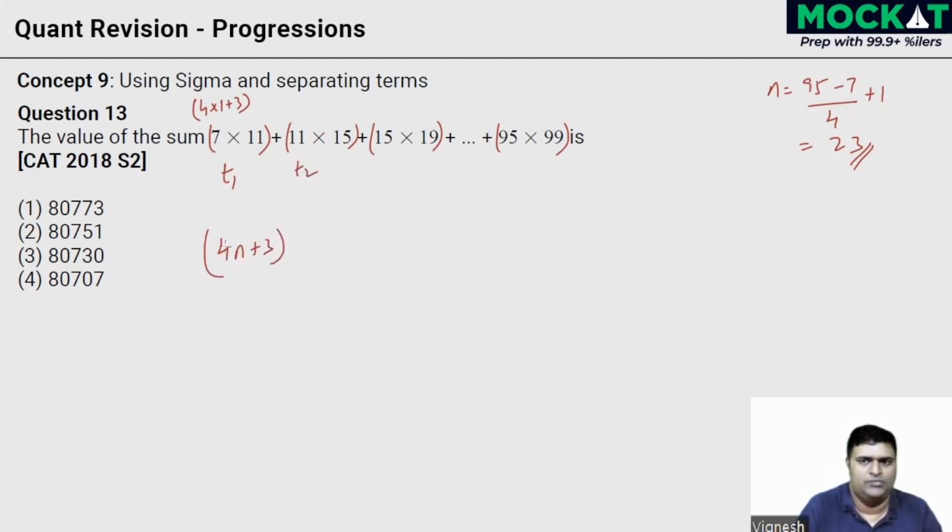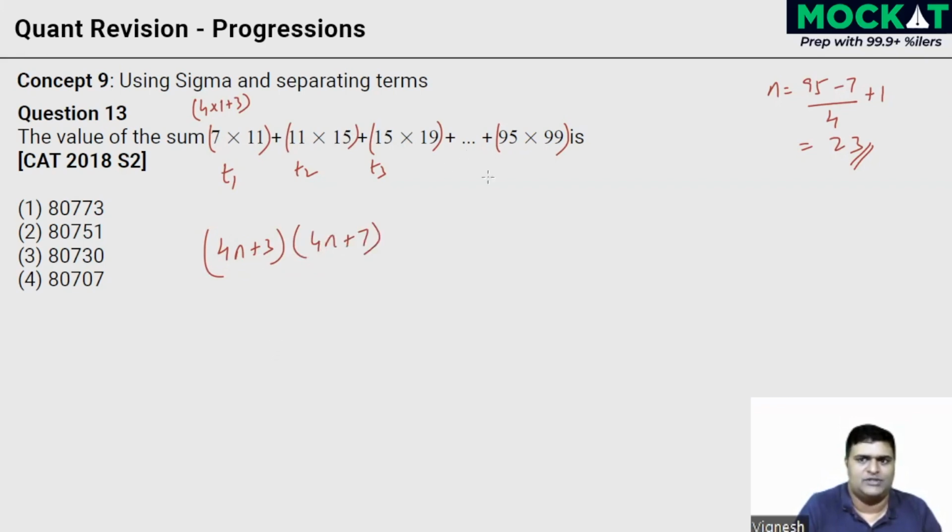What about T2? 4 into 2, 8, plus 3 is giving me 11. 4 into 3, 12, plus 3 is giving me 15. This number pattern continues. Why did I start with a 4 over here? Because 4 is my common difference. Common difference into number of terms plus my first term or whatever. If 4n plus 3 is 7, the next term is just 4 more than the previous.